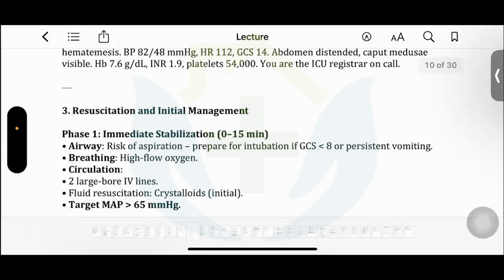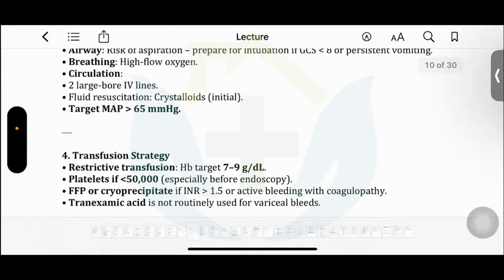So this is how you will approach the patient of variceal bleed with anemia and shock. Initially you will resuscitate this patient, use two large bore IV cannulas, rush fluid resuscitation. Crystalloids are the standard, to target a mean arterial pressure of more than 65. Once you've done this, usually the bleeding will stop because these are venous bleeds. You have to remember that. Veins collapse once they've bled, so there are chances that the bleeding will stop on its own. 90% of the variceal bleeds will stop on their own. It's only 5 to 10% of bleeds that will require intervention.